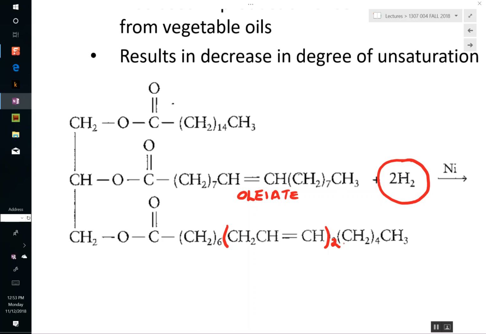Now what does hydrogen do? Hydrogen hydrogenates a double bond. One hydrogen will eliminate 1 double bond. 2 hydrogens will eliminate 2 double bonds.